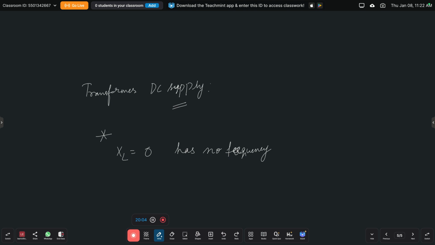Now there is one more disadvantage when we give the DC supply. There can be saturation of the core, due to which the transformer draws a very large current from the supply when connected to DC. That is the reason DC supply should not be connected to the transformer.